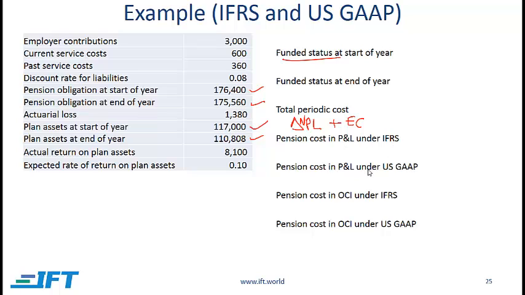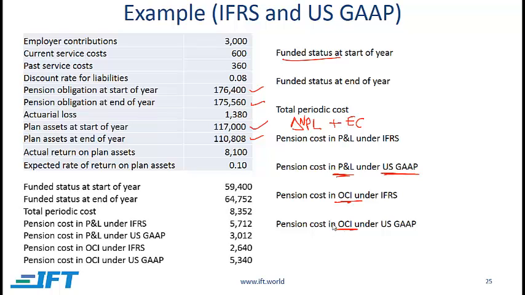What is reported under P&L if this company were following US GAAP? Then what is OCI under IFRS and OCI under US GAAP? And here we are assuming that if a company has a choice between categorizing a cost or an expense under P&L or OCI, here it is going to categorize under OCI. So let me show you the numbers.